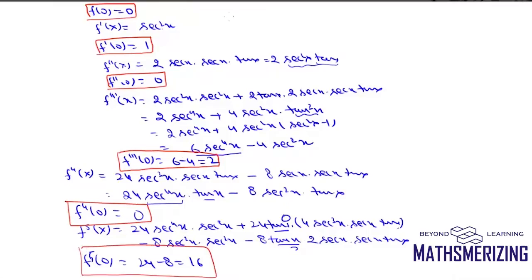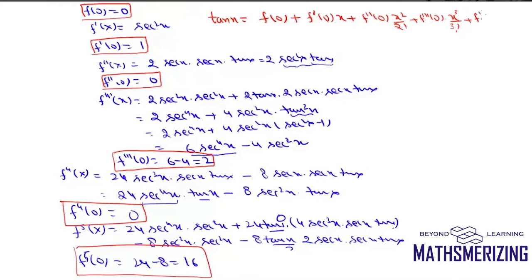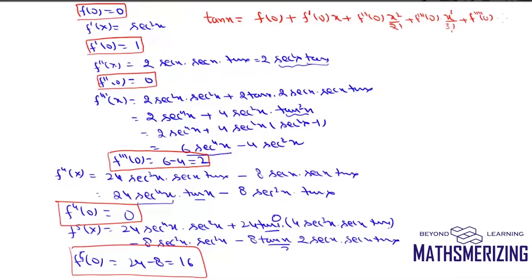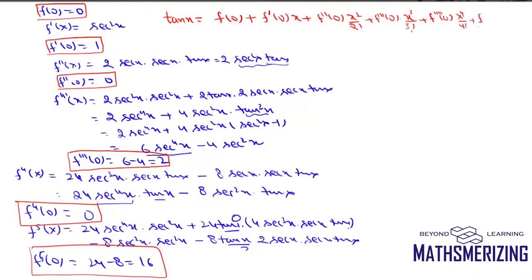So if I use Maclaurin's theorem, I can simply write tan x as f0 plus f dash 0 into x plus f double dash 0 x square upon factorial 2 plus f triple dash 0 x cube upon factorial 3 plus fourth derivative at 0 x⁴ upon 4 factorial plus fifth derivative at 0 x to the power 5 upon factorial 5, and this series will continue up to infinity. So now I'll start putting in the values.